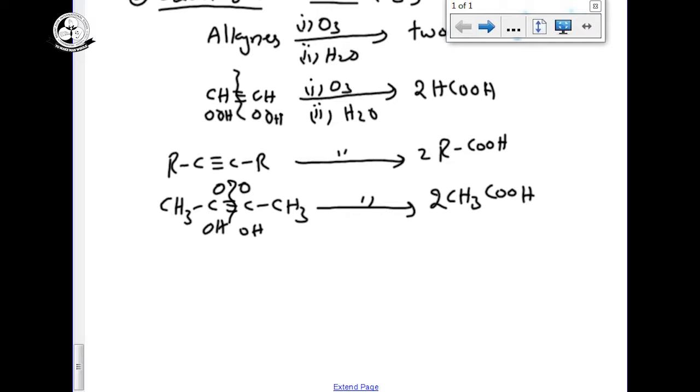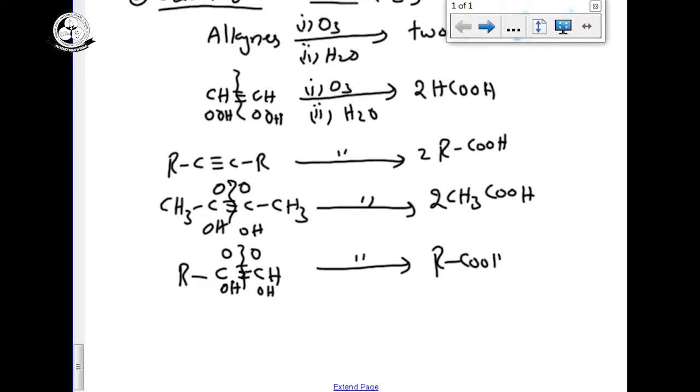Suppose an unsymmetrical alkene, or R-C triple bond CH. An unsymmetrical alkene on ozonolysis followed by hydrolysis, we can follow the same method. First break the double bond, add oxygen on each side, and break the other single bond also, add OH here, OH here. Then we can get RCOOH plus HCOOH.